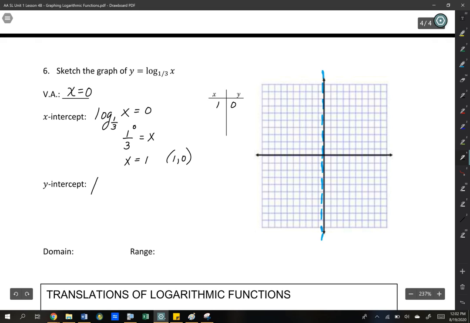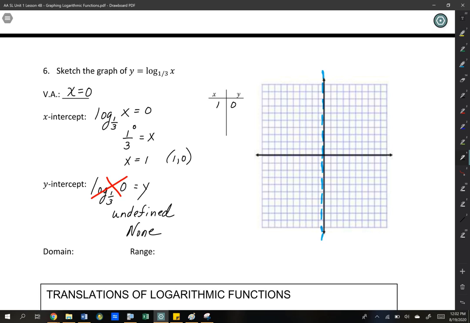For the y-intercept, we're going to substitute in 0 for x. This is going to be outside our domain. The domain of a log is greater than 0. So this is undefined. We have no y-intercept. Right, some other points I'll pull off are going to be 5 and 9.